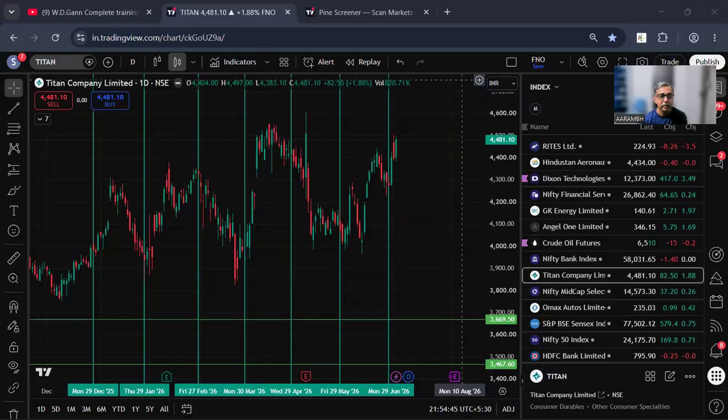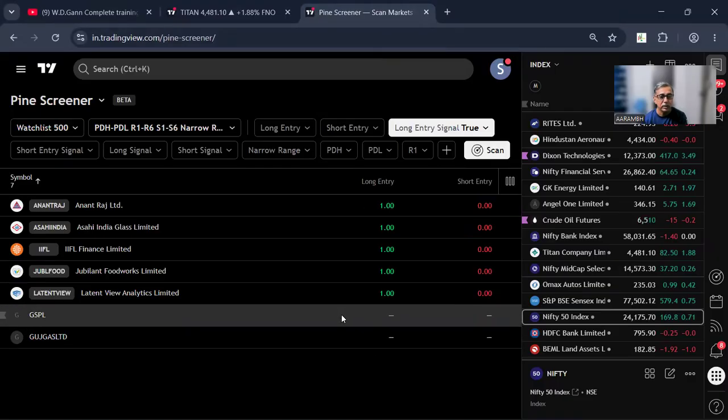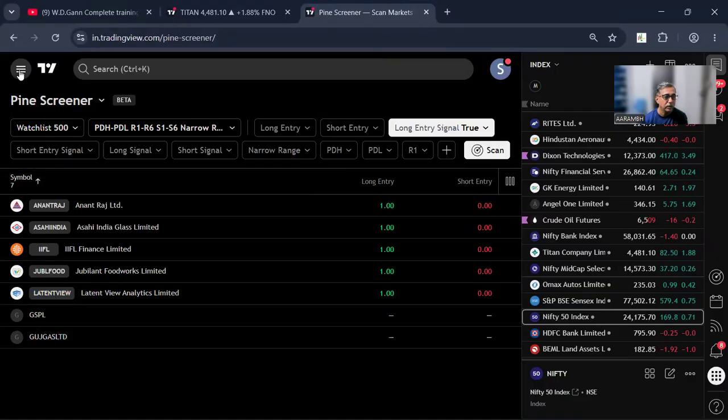Whatever indicator I have given to you, you can use it for the scanning. So what you need to do in the morning is open two things: one which shows you the stocks here, and another is a scanner. So how to use this scanner? That is the question.